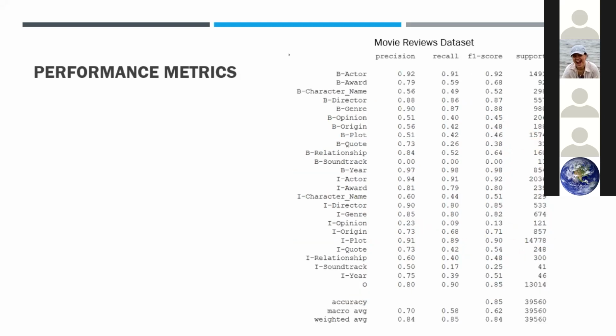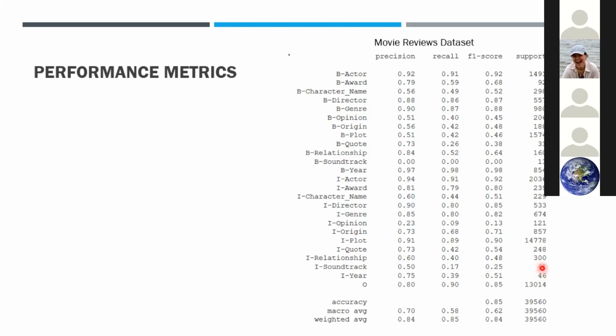And this is the movie reviews data set. I would say the conclusions are similar. For example, for the B actor tag, which has a lot of support, 1,500 instances, we get an F1 score of 92%. And for tags like I soundtrack, we get only 0.25 F1 score because there are only 41 instances.